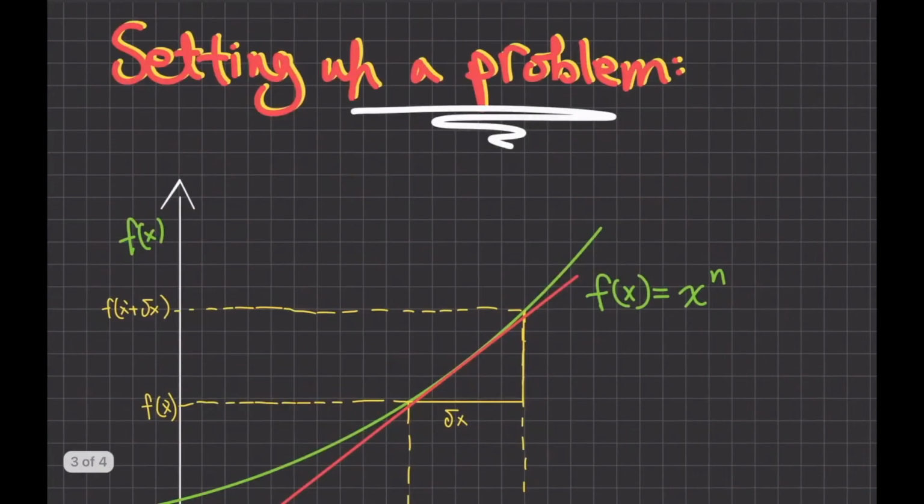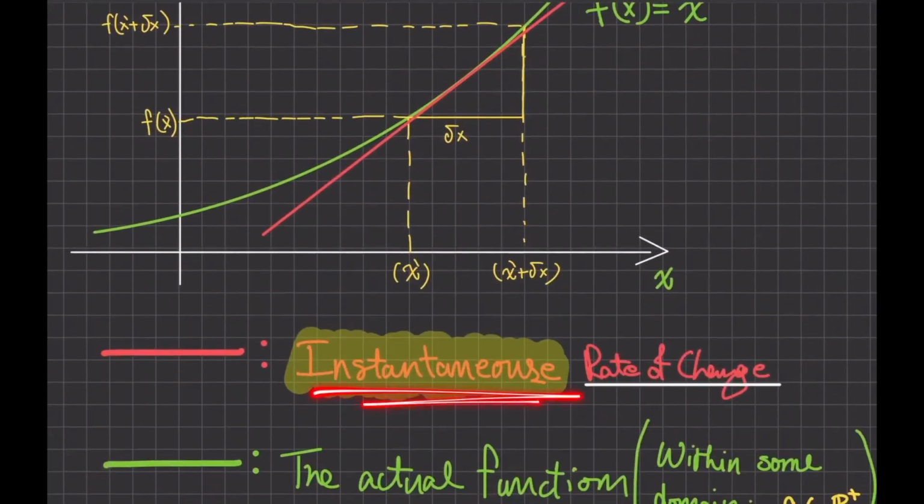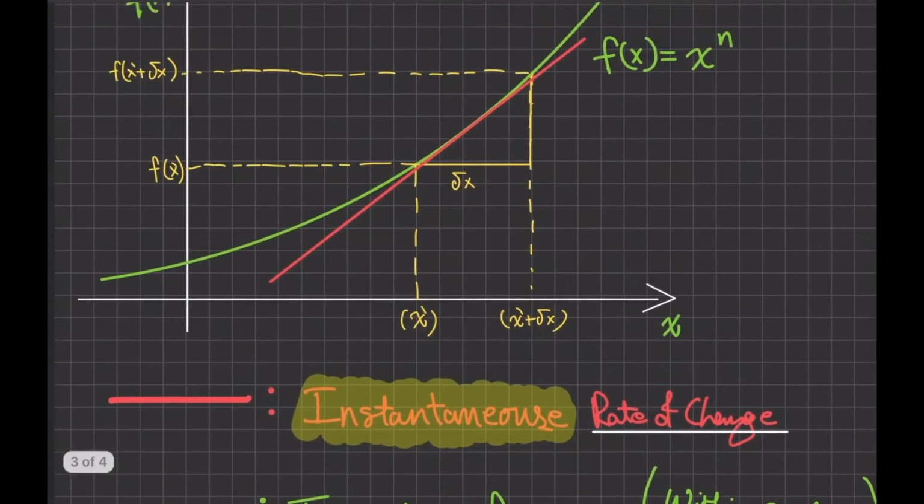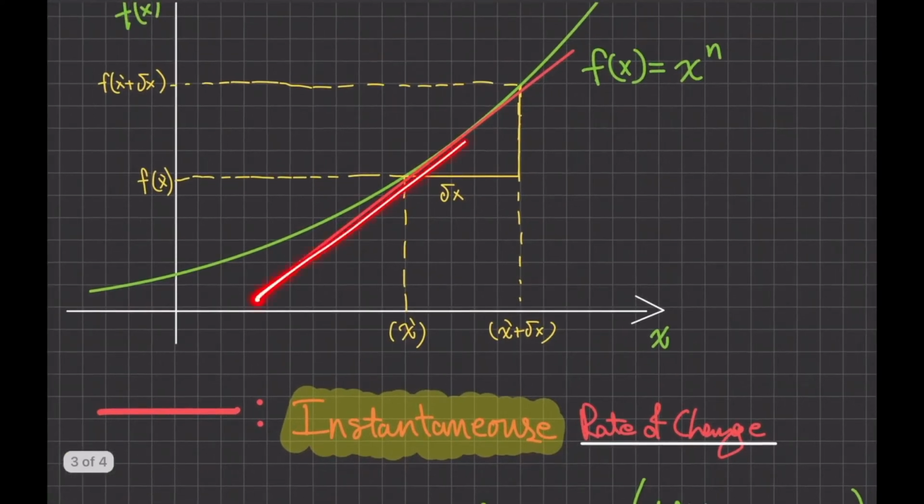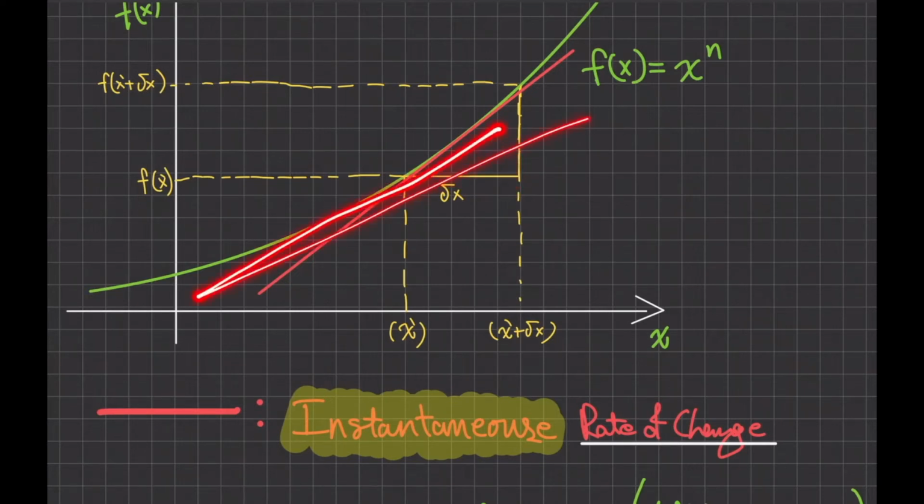And because we want to find the instantaneous rate of change, which is described by this red tangent of the curve here, what we want to do is reduce this down all the way to 0. So we have a tangent to a singular point on the function, which gives us the instantaneous rate of change.